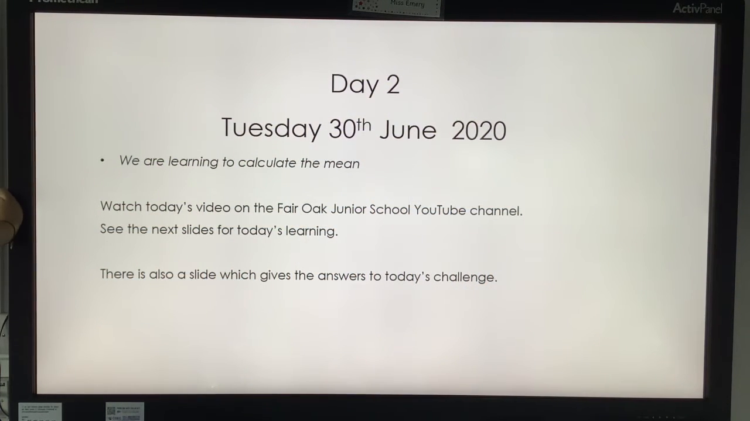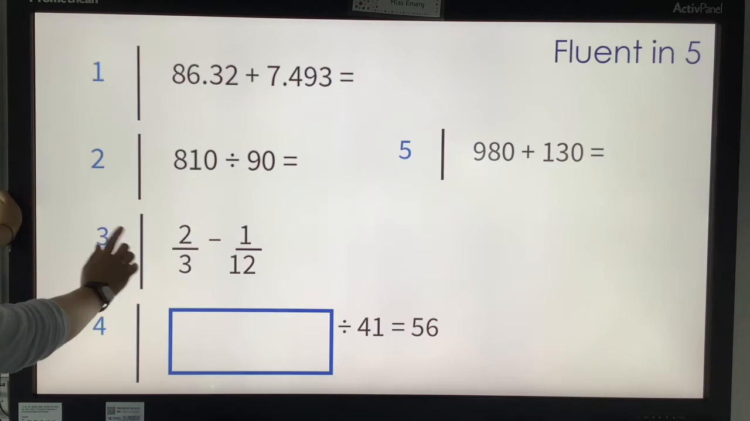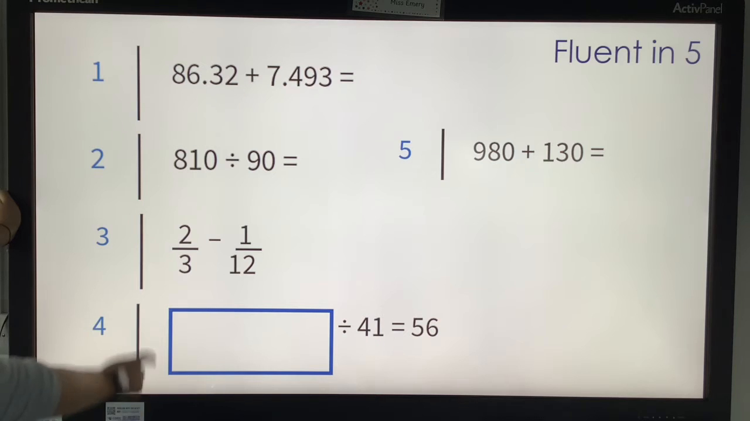Today we are going to continue learning to calculate the mean. Here is your Fluent in 5. Please pause the video and have a go. Hopefully you paused the video.